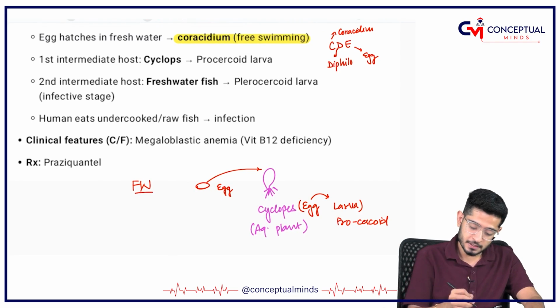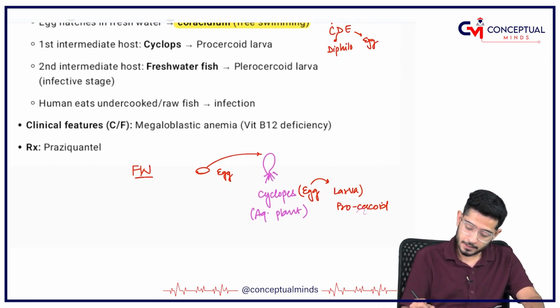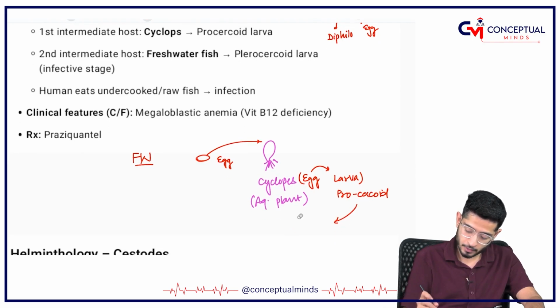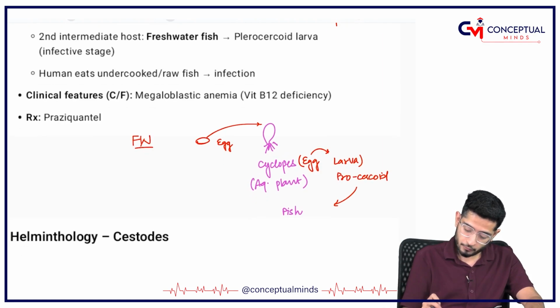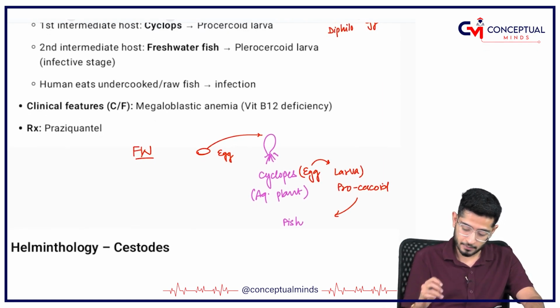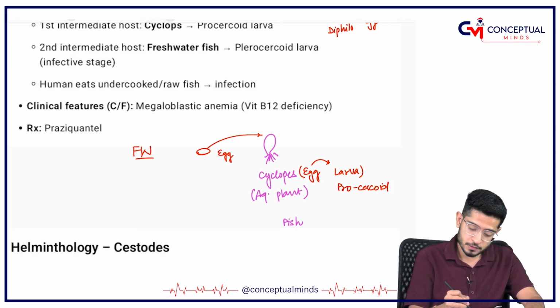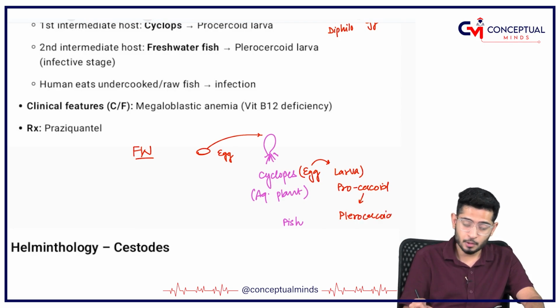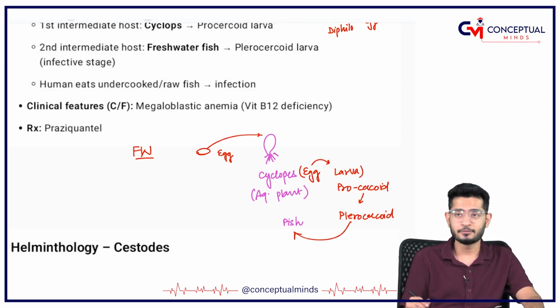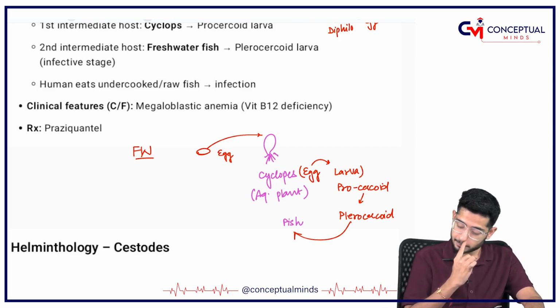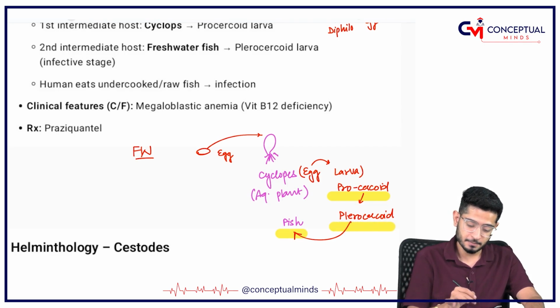And after that, this prosarcoid larva will be taken by the freshwater fish. Now comes the fish. So now this fish will have the prosarcoid larva. How? Remember, this prosarcoid larva is going to get converted into plerosarcoid larva, and once the prosarcoid larva is changed into plerosarcoid larva, this becomes the infective stage. The prosarcoid larva gets converted into plerosarcoid larva, which is being taken by the fish.